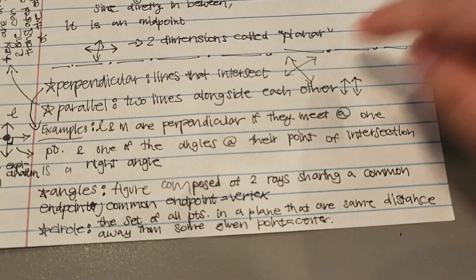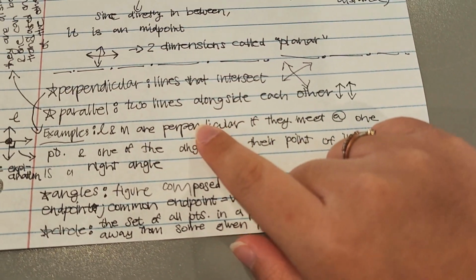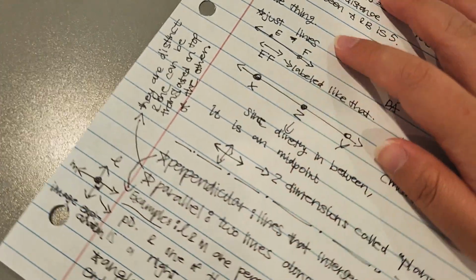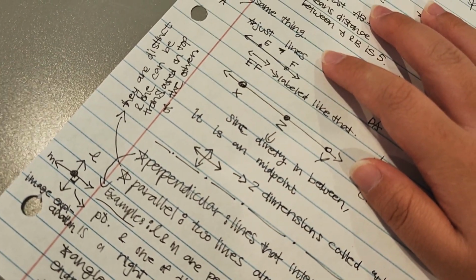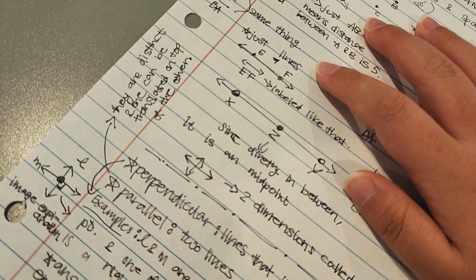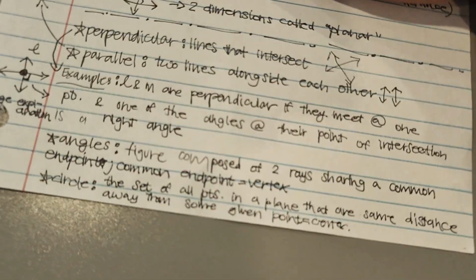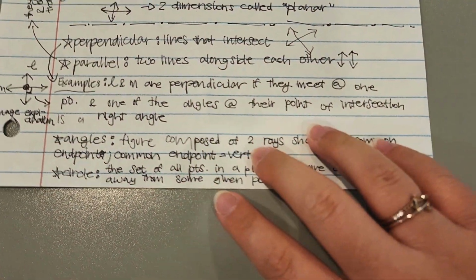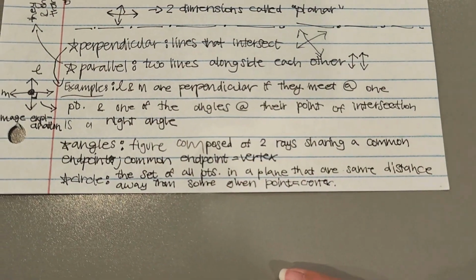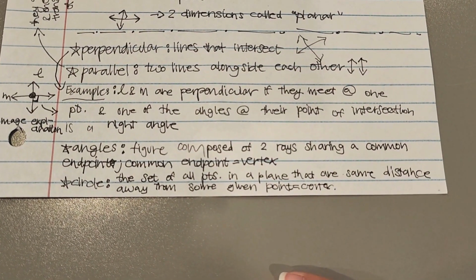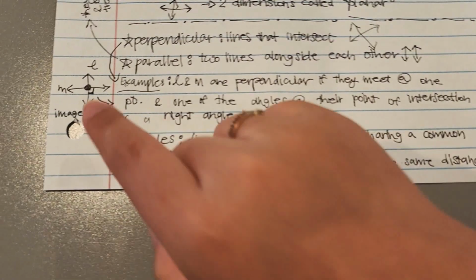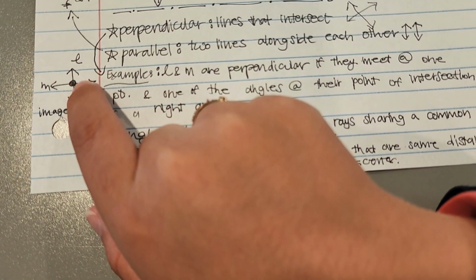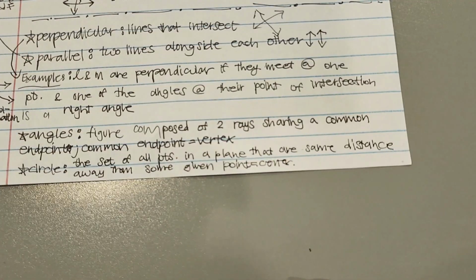Perpendicular are lines that intersect like this. Parallel are 2 lines alongside each other. For more information on parallel, they are distinct and one can be translated on top of the other. Examples: L and M are perpendicular if they meet at one point, and one of the angles at their point of intersection is a right angle. For example, like this. It's meeting at a point, and it is a right angle here.